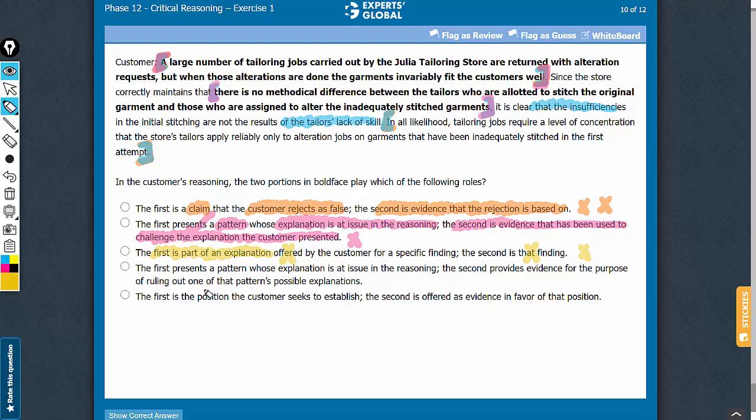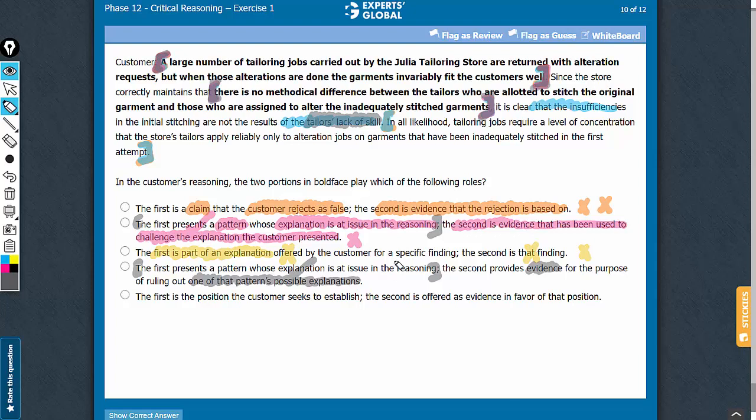Look at answer choice D now. The first part here is same as that in answer choice B here. So the first part is absolutely correct. Look at the second part here. The second provides evidence. See, this is something concrete, factual in nature, and therefore to call it evidence is alright. So the second provides evidence for the purpose of ruling out one of the possible explanations. Yes, it is fairly correct to say that, because this second boldface is ruling out the possibility of a lack of skill of tailors as the reason for this pattern here.